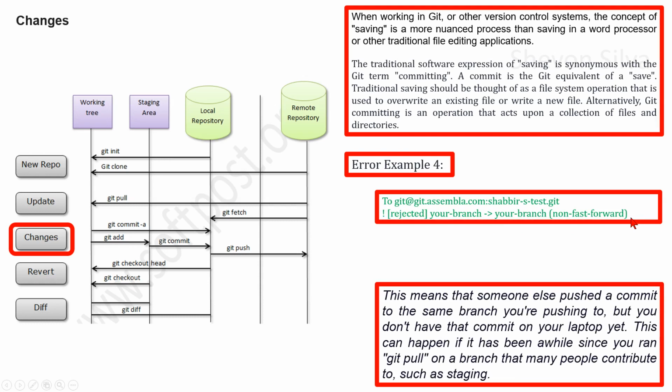As an error example 4, we can consider this: to git@git.assembler.com, shabi-s-test.git, rejected, your branch not fast forward. This means that someone else pushed a commit to the same branch you are pushing to, but you don't have that commit on your laptop or computer yet. This can happen if it has been a while since you ran git pull on a branch that many people contribute to, such as staging.